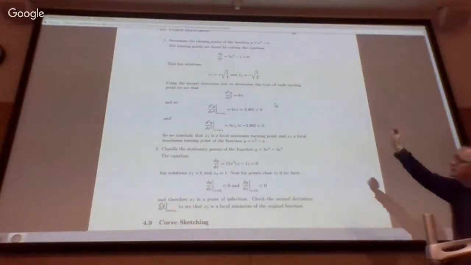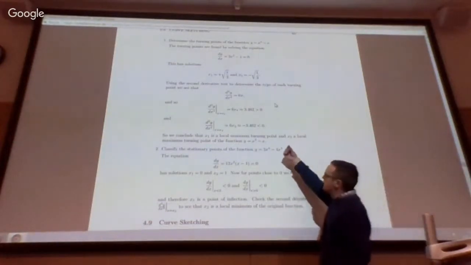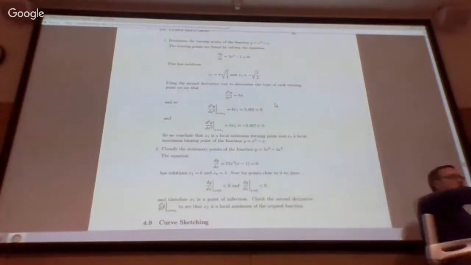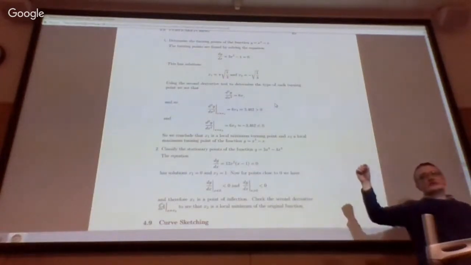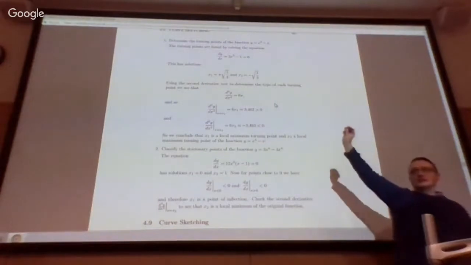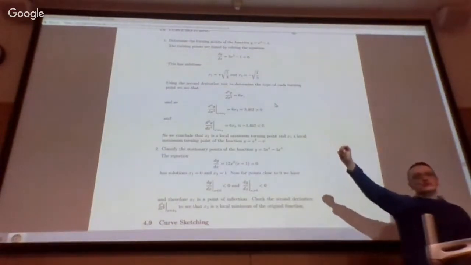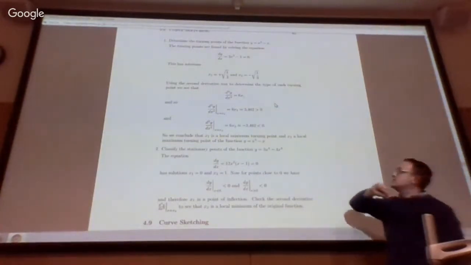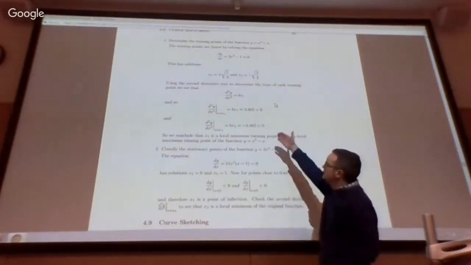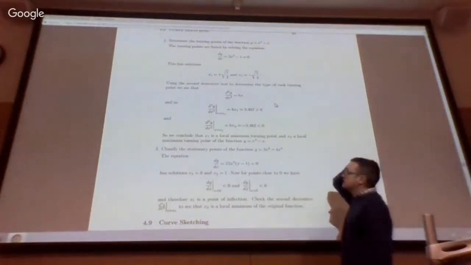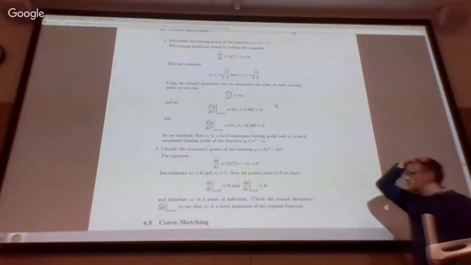So that would say that the point x1, we know it's a stationary point, and if we've got a positive second derivative, it means the rate of change is increasing as you pass through that point. So it's changing from a negative rate of increase, from your point of view, as you approach the point from the left, passing through to a positive rate of increase. So that's a minimum, a local minimum. Vice versa, for the point x2, we've got a negative second derivative, so that would be a local maximum.